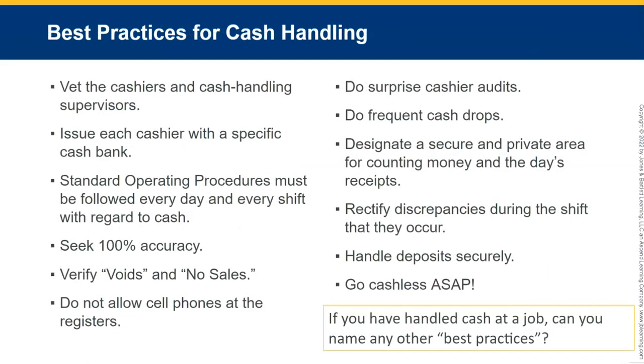Best practices for cash handling. Vet the cashiers and cash handling supervisors. Issue each cashier with a specific cash bank, so make sure they know how much is in their till. Standard operating procedures must be followed every day and every shift with regard to cash. Seek 100% accuracy. Verify voids and no sales. Do not allow cell phones at the registers that could distract them. Do surprise cashier audits. Frequent cash drops.